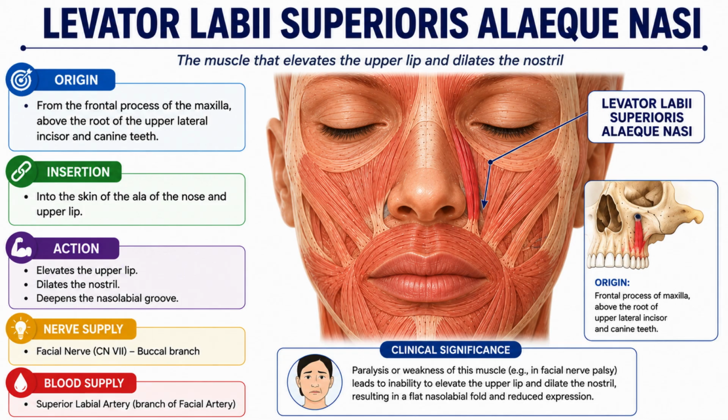Its blood supply is from the superior labial artery, that is the branch of the facial artery. Next, the clinical significance. The paralysis or weakness of this muscle leads to inability to elevate the upper lip or dilate the nostrils, resulting in a flat nasolabial fold. This is important: flat nasolabial fold. And also reduced facial expression. This is the clinical significance of this muscle.